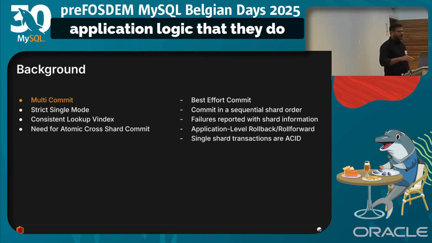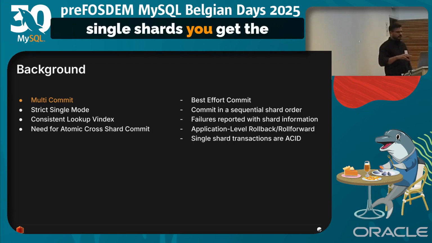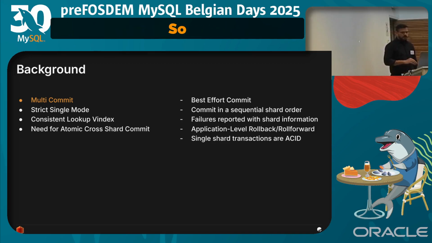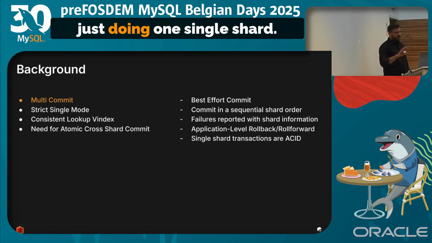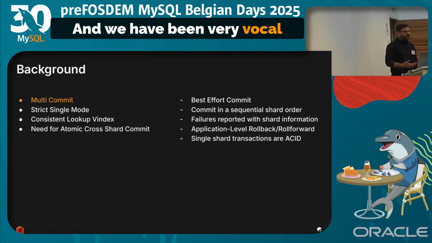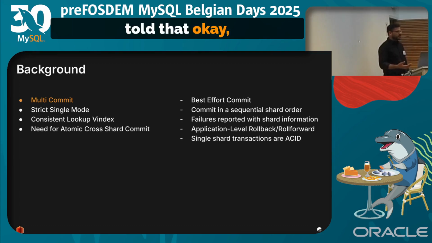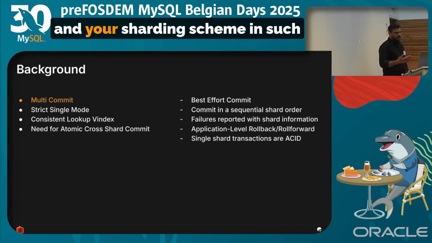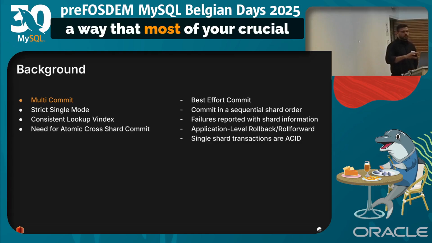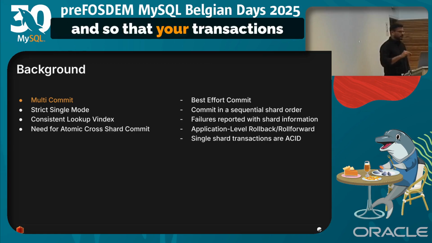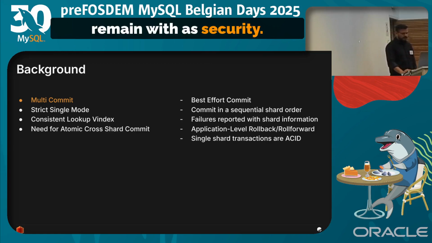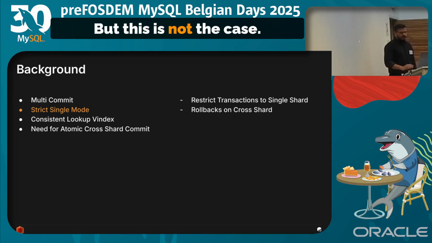They have also written application logic so that they do only single shard, because in a single shard you get the full ACID guarantees. So they have ensured consistency by just doing it on a single shard. And we have been very vocal about it, and we have told users that you should design your schema and your sharding scheme in such a way that most of your crucial workloads just go into a single shard, so that your transactions remain with ACID guarantees. But this is not always the case.